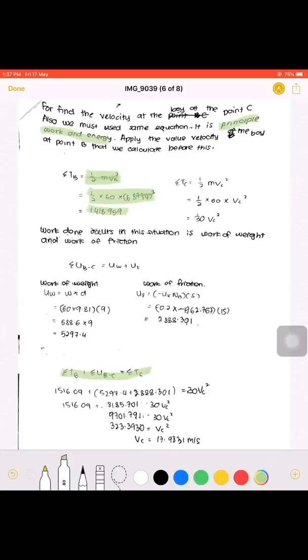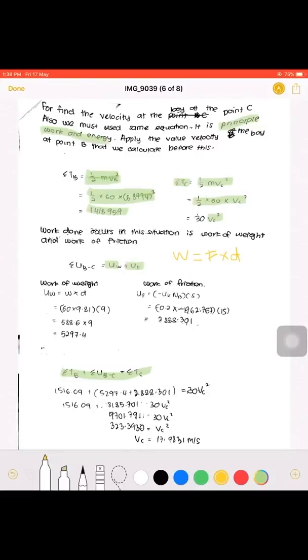After that, we calculate the final kinetic energy at point C. In this formula we substitute, but VC is the value that we want to find, so we do not know it. After that, we find the work done acting on the particle, which is the work of weight and the work of friction. Before that, we must know the formula of work done is W equal to F times distance.